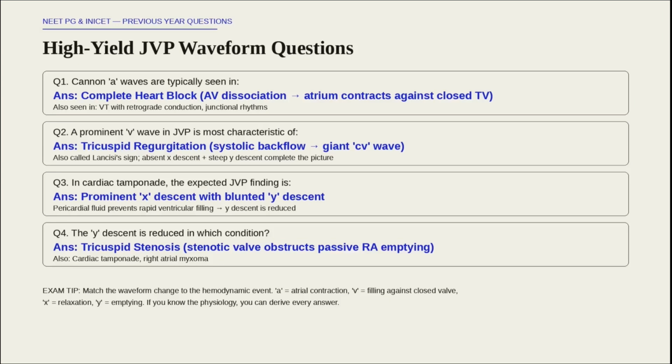Question 4. The Y descent is reduced in which condition? The answer is tricuspid stenosis. The stenotic valve obstructs passive emptying of the right atrium. These patterns are high yield and repeat across exams. Here are more exam-ready questions.